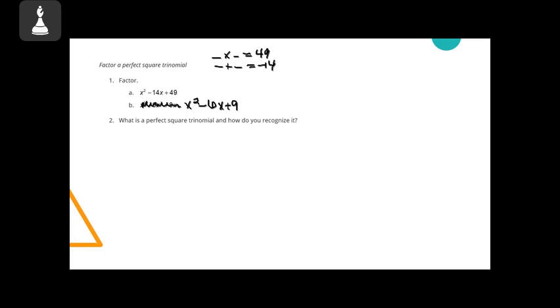Well, there's only two ways to multiply to 49. 1 and 49, which aren't going to add to 14, 7 and 7. Now, the trick is, though, I want to get negative 14 when I add, so I need both of these to be negative. So what happens in this one is I get x minus 7 times x minus 7, or x minus 7 quantity squared.